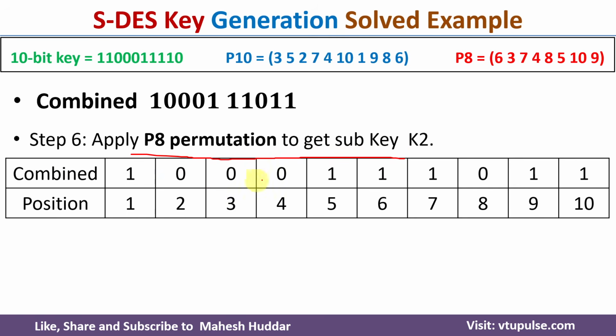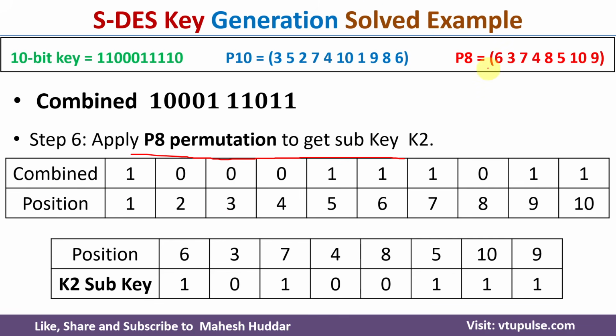So these are the combined bits. These are the original positions. In the P8 permutation, in the first position, we need the sixth position bit which is present here. In the sixth position, the bit is 1. So this 1 has to become first. And in the second position, we need the third position bit. The third position bit is 0. It has to come here. And in the third position, we have the seventh position bit. The seventh position bit is 1. So it has to come here, and so on. So this is the K2 subkey.